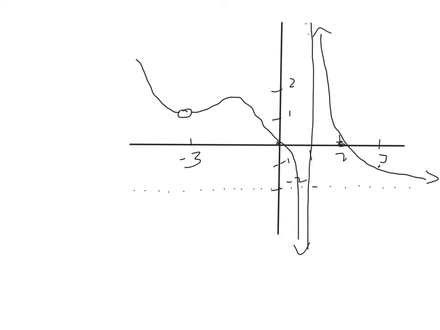Okay, the first question is find the limit of f of x as x is approaching 1 from the left. As it's approaching 1 from the left, it's going down to negative infinity. So for question 1, the answer should be negative infinity. For question 2, it's asking how it's approaching 1 from the right. As it's approaching 1 from the right, we can see that it's going up to positive infinity.